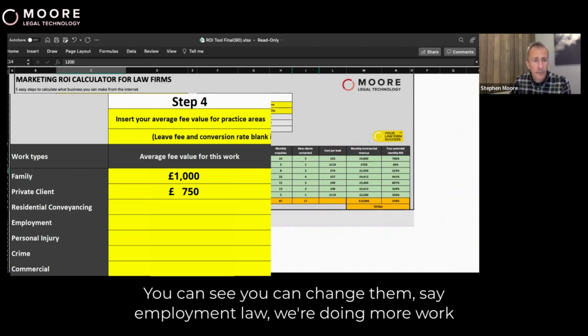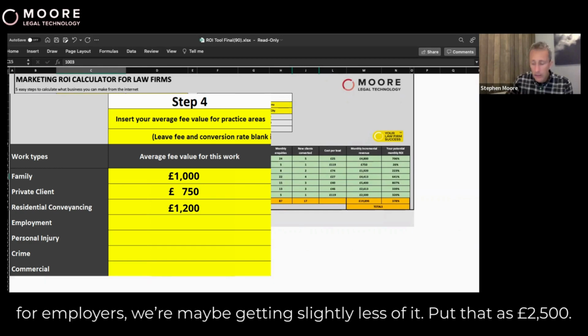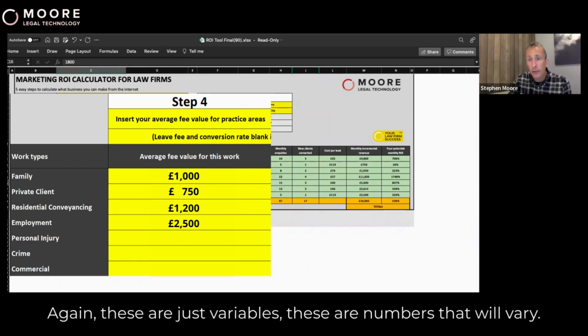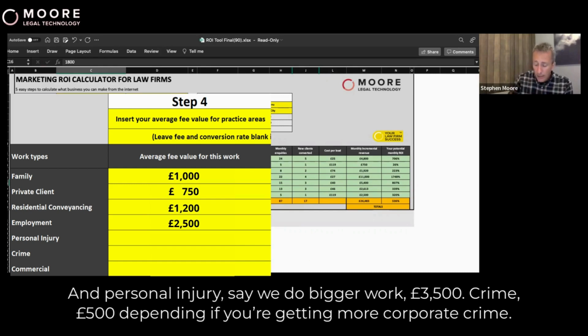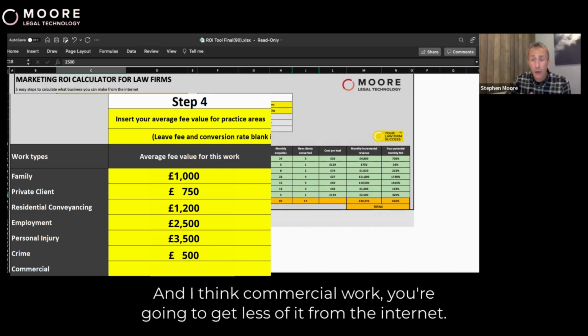Residential conveyancing, say employment law, we're doing more work for employers. We're maybe getting slightly less of it. In fact, with that, put that to again. These are variables. These are numbers that will vary. You have to put in the numbers that are right for your firm in order for this to be meaningful for you. Personal injury, say we do bigger work, £3,500. Crime, 500, depending if you're getting more corporate crime. And I think commercial work, you're going to get less of it from the internet.